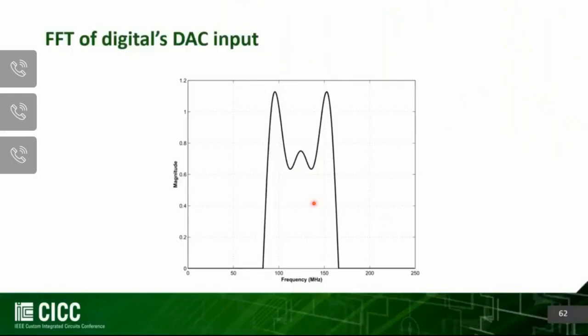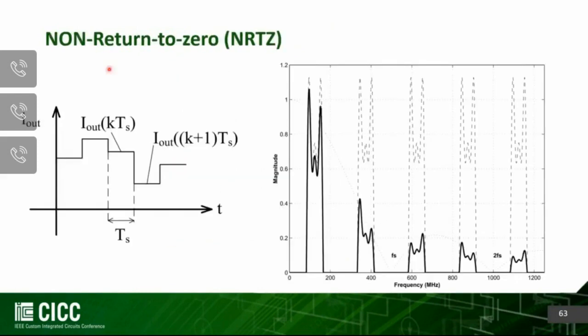So let's consider a digital signal with this FFT. As you can see, this is a band-limited signal centered around 125 MHz and bandwidth of about 70 MHz. Note that both the axes are linear. If we provide this digital input to a traditional DAC clocked at 500 MHz, the output spectrum will look like in this plot. Now, in this example, the DAC is a non-return to zero DAC. This means that the output stays on for the entire clock period. And when the next clock period comes, the output instantaneously jumps to the next converted value.